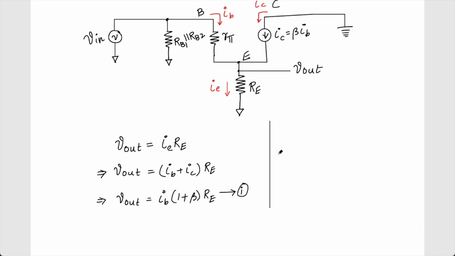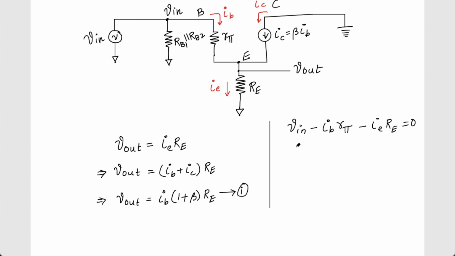Now I can write a simple KVL in this part. Note that this V in is directly coming here, right? This is the V in voltage. So if I write a KVL on this path, what I'll get here is V in minus IB into R pi minus IE into RE is equal to 0.